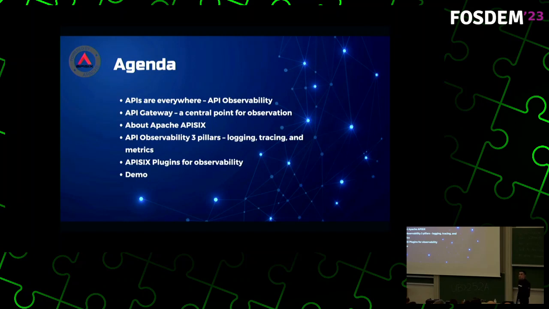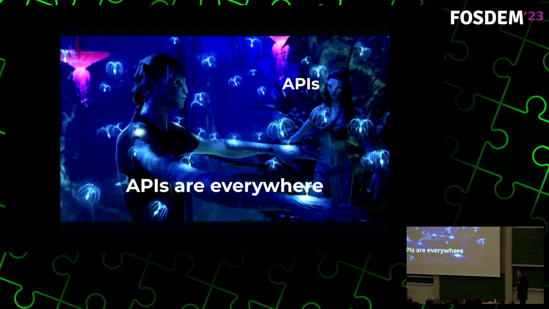I have a very interesting agenda for you today. We'll talk about what APIs and API observability are, and how we can use an API Gateway as a central point for observing your APIs. Then we will break down the three pillars of API observability. We know that we have logging, tracing, and metrics, right? And we will learn how to enable these three pillars by using Apache APISIX plugins. Then I have a small demo for you. I hope you will like it. And let's get to APIs, right?